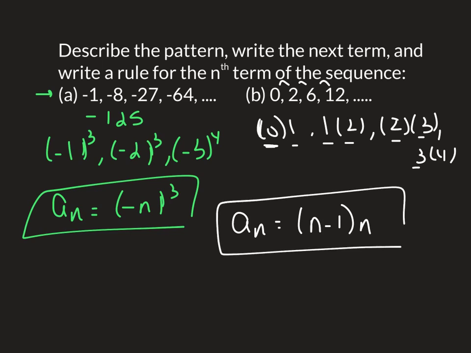You're doing a number times one number less than it, or a number and a number one greater than that. Technically, you could have also written it this way. You could have gone n and then n plus 1. If you start with 0 and put 1 in there, yeah, that works also. So either way works great.